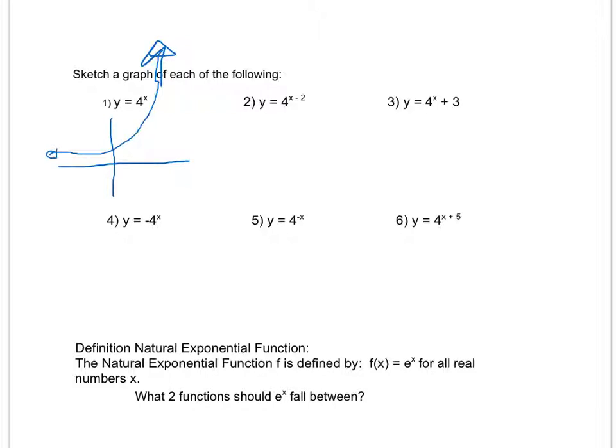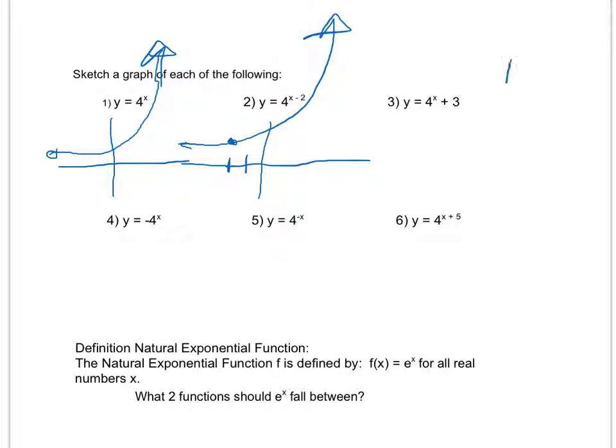On number 2, y equals 4 to the x minus 2. So now I'm going to take that same function I just drew in example 1, and because I'm subtracting on the inside of my function, that tells me to go right 2. So when I go right 2, that also means that my y-intercept is going to shift right 2. So I'll have the 1 here, and there's my new function. So it looks exactly the same, just shifted right 2.